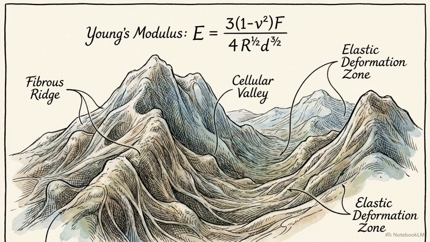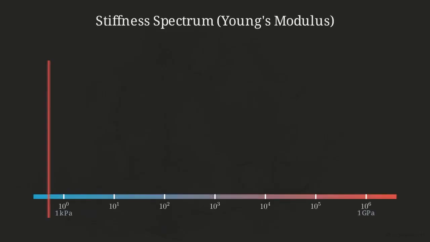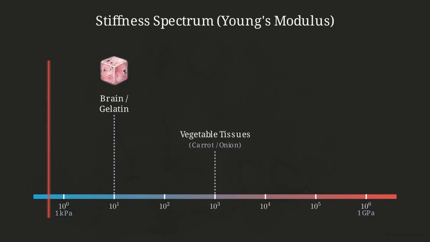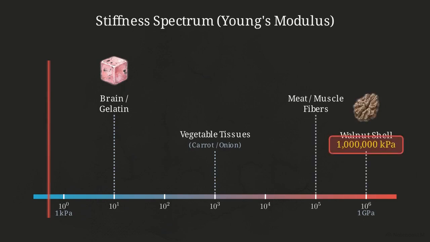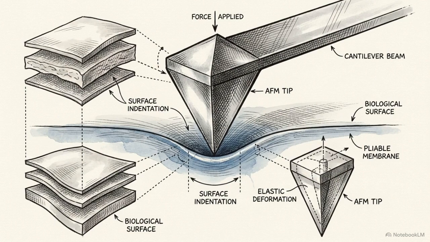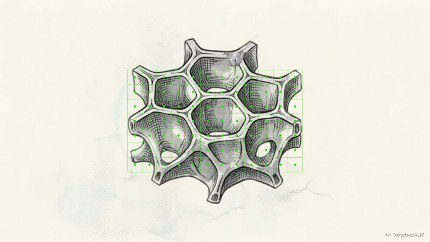of physical space. This method captures an enormous range of biological stiffness. It maps materials like brain tissue at 10 kilopascals, all the way up to rigid structures like walnut shells exceeding 1 million kilopascals. This single force distance curve converts a microscopic topography probe into a precise, predictive mechanical sensor. A single point of data is only the baseline. Arraying thousands of these force measurements across a biological matrix generates a highly detailed spatial map.